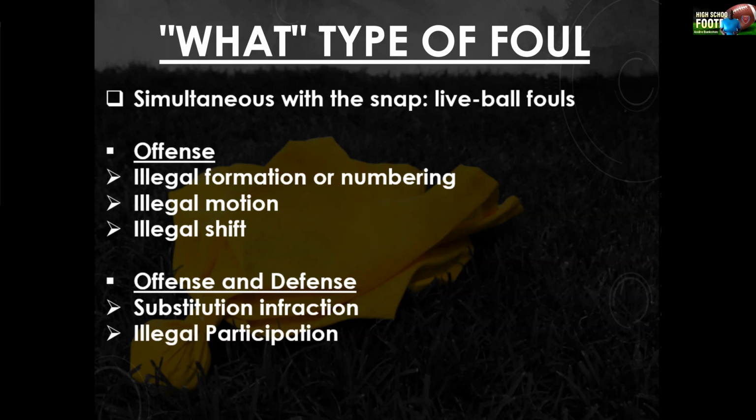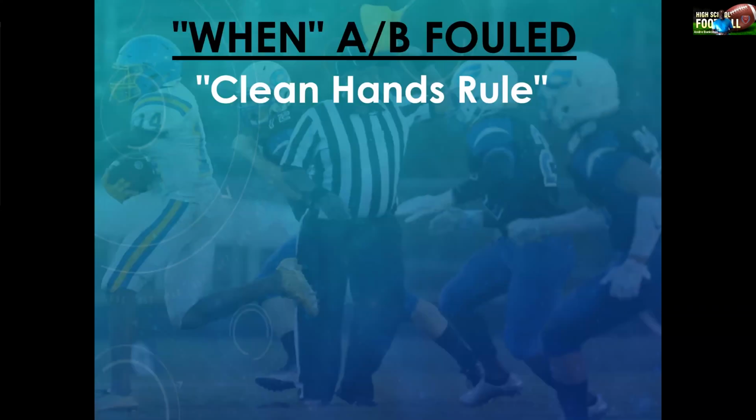Illegal participation. More than 11 players on the field at the snap, right? It's not a foul until the ball is snapped. So there's 12 players on defense or 12 players on offense. As long as one player gets off the field before the ball is snapped, there's no foul. If they're on the field and the ball is snapped, illegal participation, it is a live ball foul. And obviously it carries the 15-yard penalty, right? So these are what we call simultaneous with the snap. There's a little more, but these are the ones we're going to talk about because we see them more often in our games. All right?